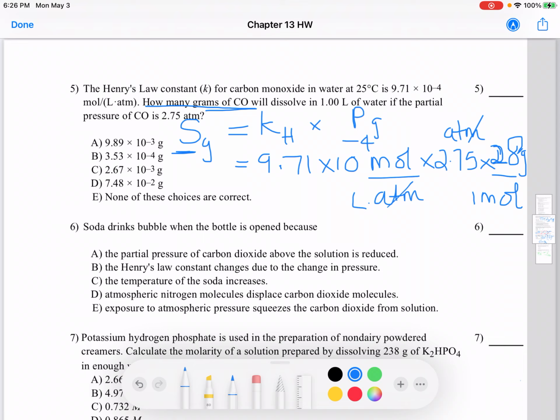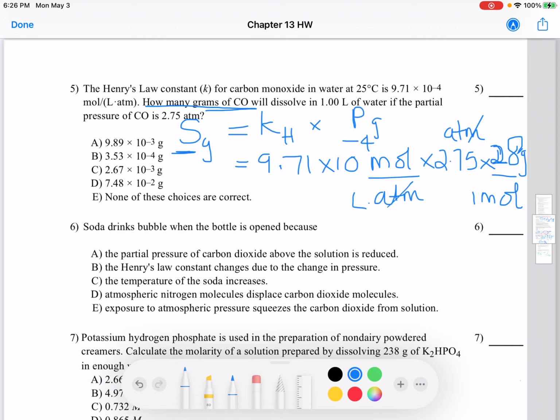So the partial pressure of carbon dioxide above the solution is reduced. In fact, that is the reason that soda drinks bubble when you open it. So there, the first one is the correct answer. Okay. Let's look at the other ones, B, C, D, E.